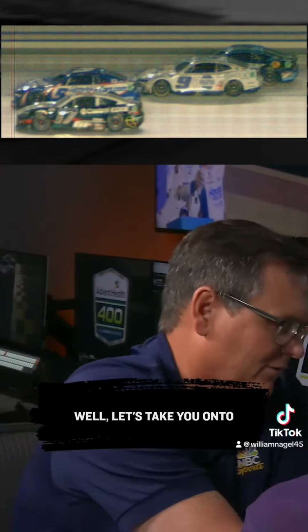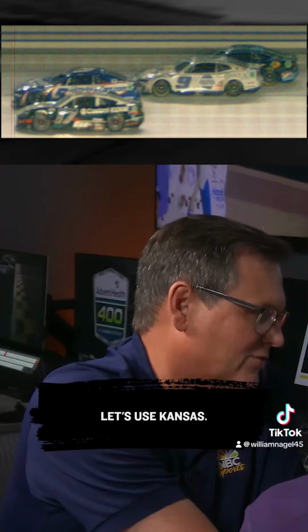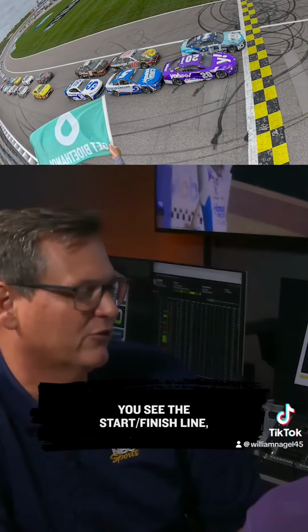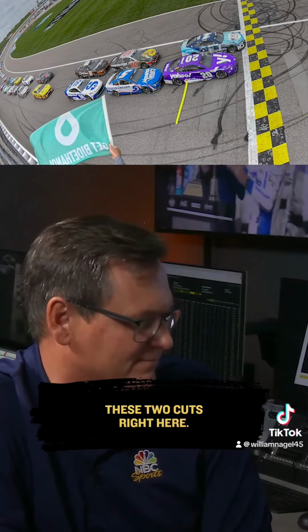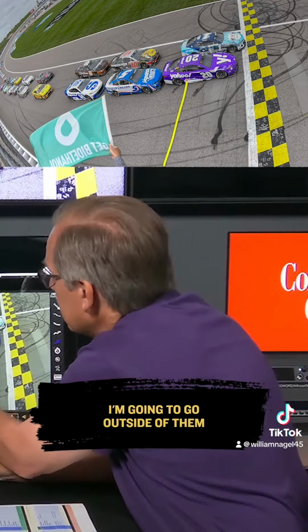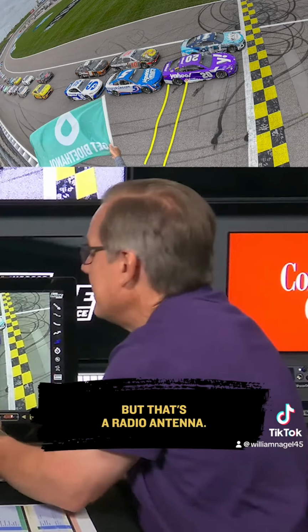Why does that matter? Well, let's take you onto the actual racetrack itself. Let's use Kansas. This is an overhead shot. You see the start-finish line, the 1, the 20. Well, you're going to see these cuts in the asphalt. These two cuts right here, and I'm not going to put it right on top of them. I'm going to go outside of them so that you can kind of see it. But that's a radio antenna.